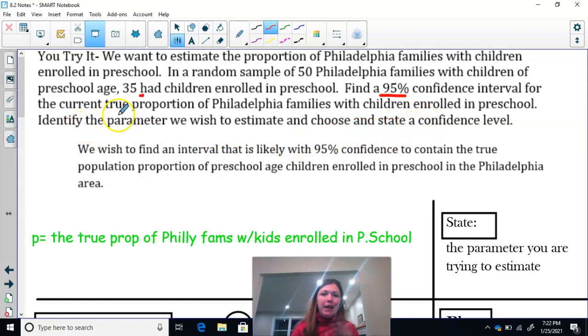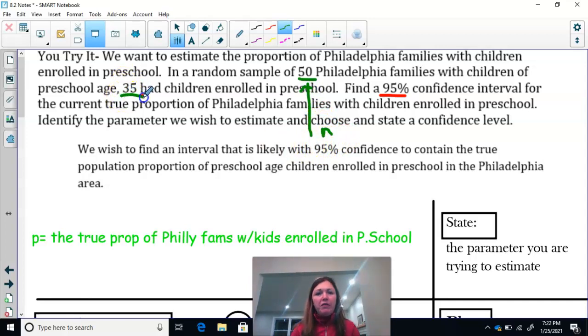Okay, I will say identify the parameter, and so on. I'll talk all about this, but at first, let's just talk about what we notice here. Right here, this 50. I always like to highlight this at the beginning. What are we working with here? This is our n, our sample size, 50 Philadelphia families.